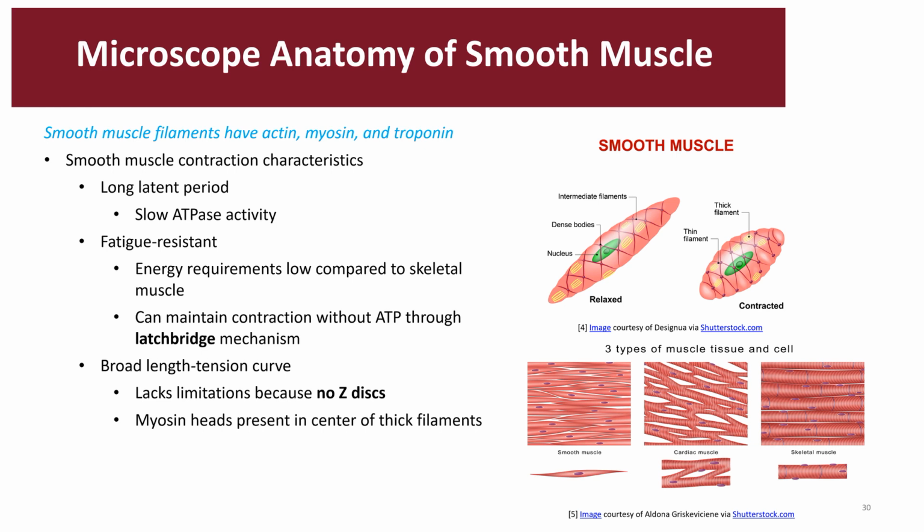They elicit a long, slow contraction, and this is a result of a long latent period because of a slower ATPase activity. As a result, they're very fatigue resistant. There's a very low energy requirement compared to skeletal muscle, and they engage in a mechanism known as latch bridge. Because of their lack of the Z-discs, there really is no limitation to that length-tension curve. They can sustain a contraction and extend it for a much longer period of time. You do see the myosin heads in the thick filaments.